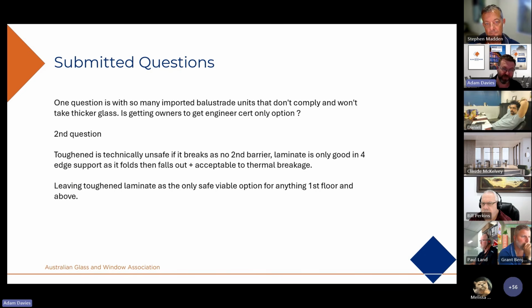Second question: toughened is technically unsafe if it breaks as no second barrier. Laminate is only good in 4-inch support as it folds and falls out and is susceptible to thermal breakage, leaving toughened laminate the only viable option. There's a little bit to unpack here. No, not necessarily.